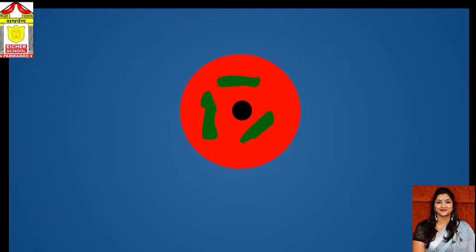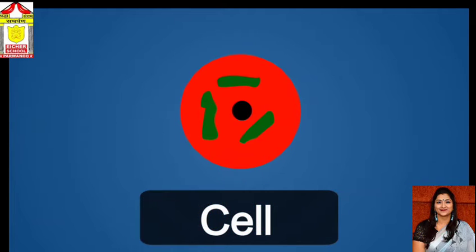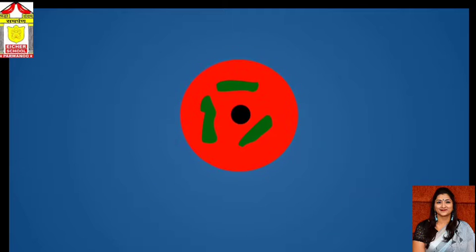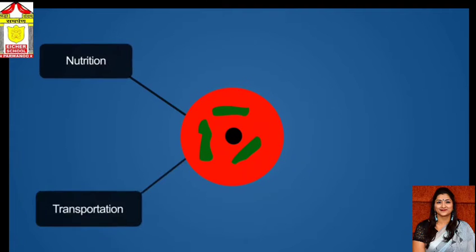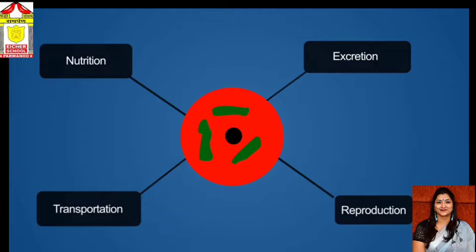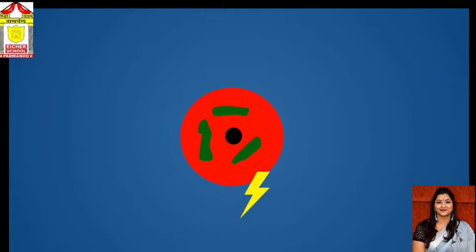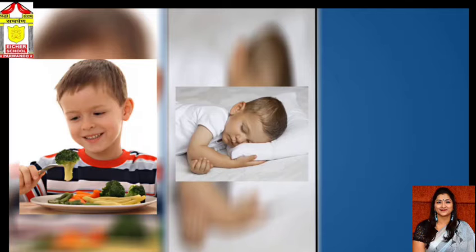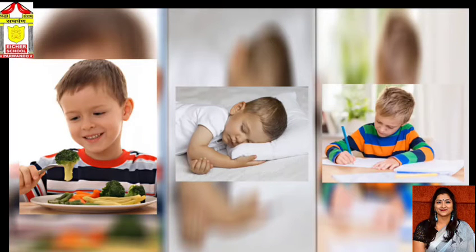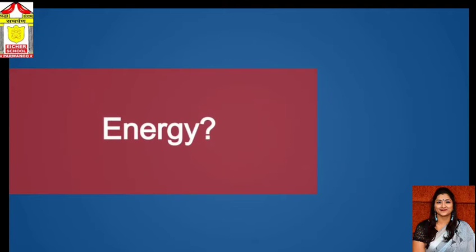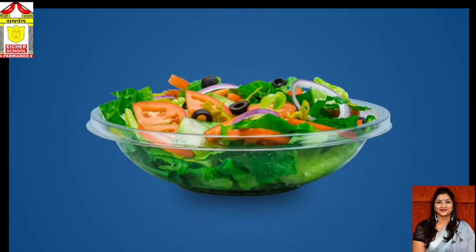As all of you know that all living beings are made up of cells. A cell is the smallest structural and functional unit of an organism. Each cell performs certain functions like nutrition, transportation, excretion, and reproduction. To perform these functions, the cells need energy, even when we are eating, sleeping, or reading. We require energy. But children, where does this energy come from?